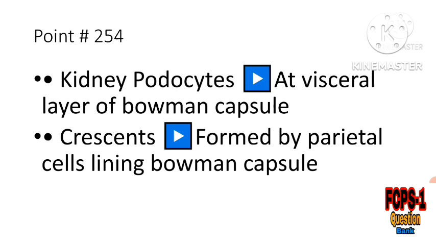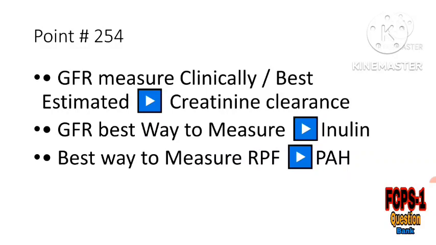Next, kidney podocytes are present at visceral layer of Bowman capsule. And crescents are formed by parietal cells lining the Bowman capsule. So next, GFR is measured clinically or best estimated by creatinine clearance. Remember and focus on the stem. Best method of measurement of GFR is inulin clearance, and best estimated by creatinine clearance, and best way to measure the renal plasma flow is para-aminohippuric acid or hippurate.